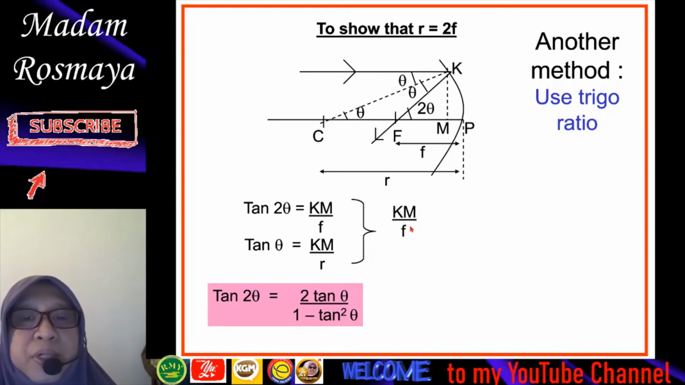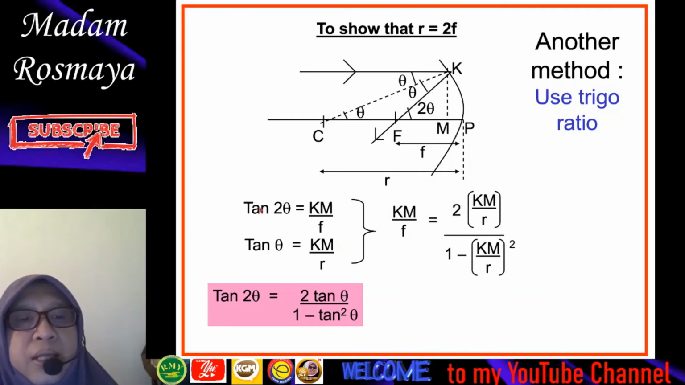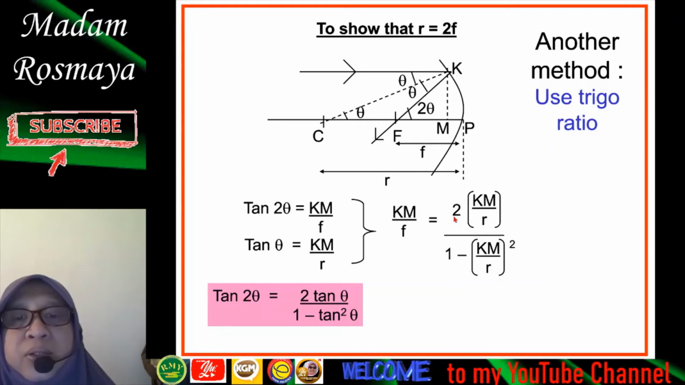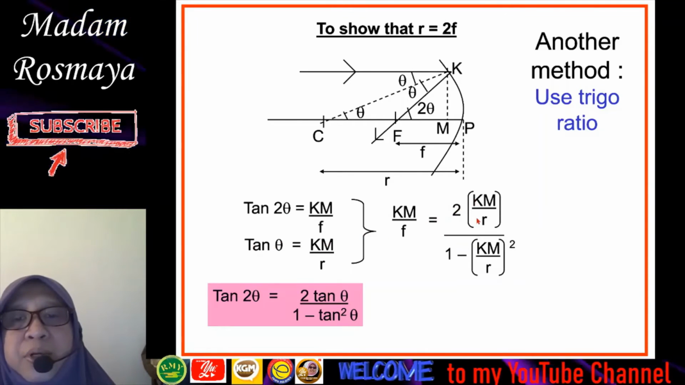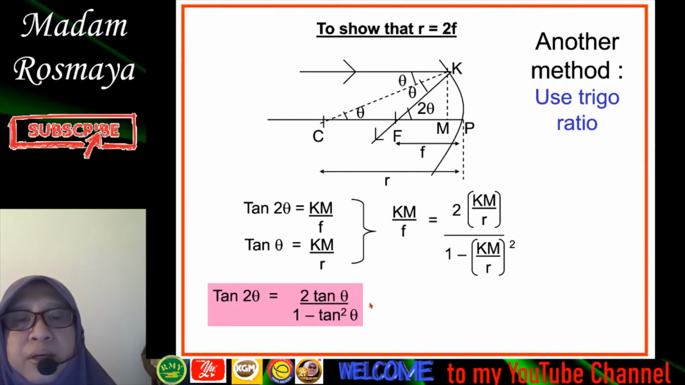So KM over F equals tangent 2 theta. KM over F equals tangent 2 theta. So tangent 2 theta is 2 tangent theta, and 2 tangent theta is KM over R, and then 1 minus tangent squared theta, where tangent theta is KM over R, squared. Okay, we combine the three equations here.